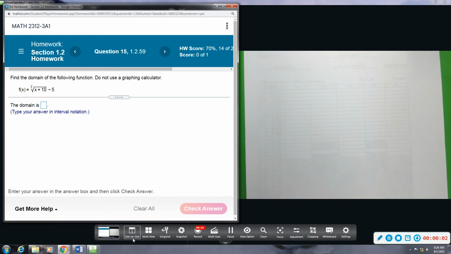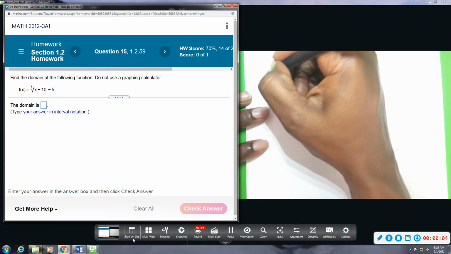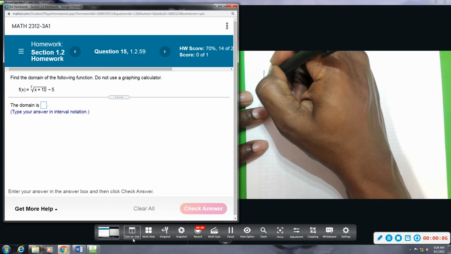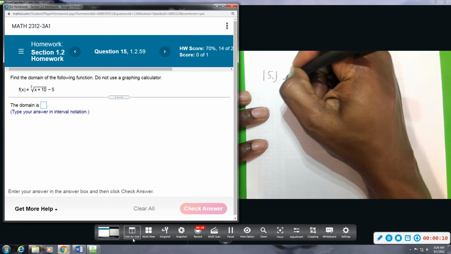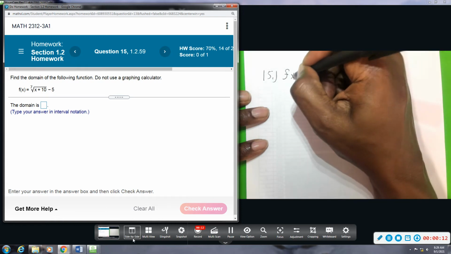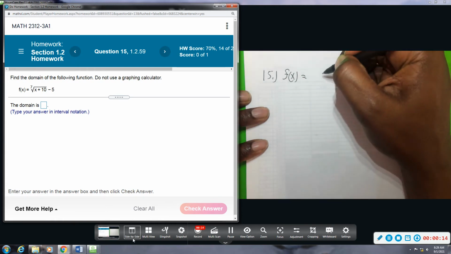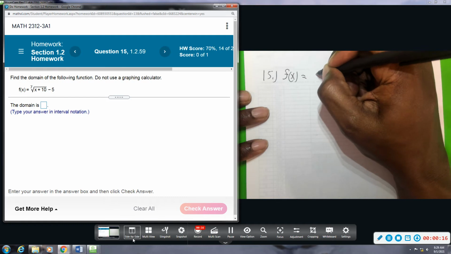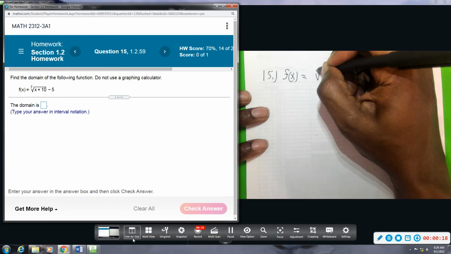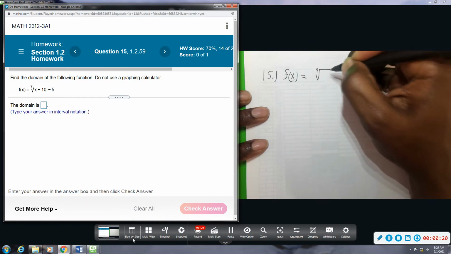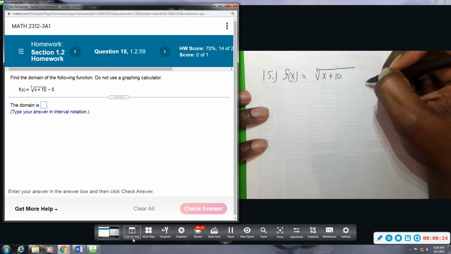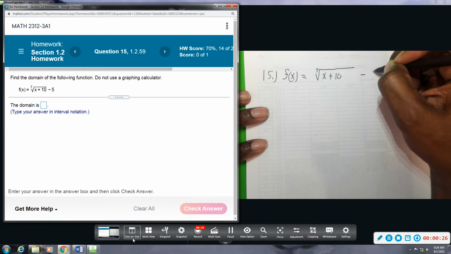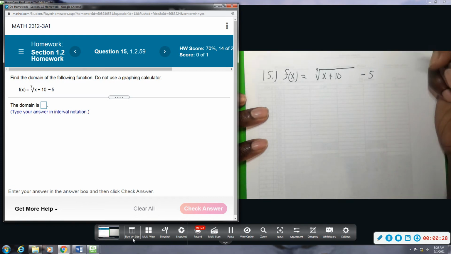Number 15, we want to find the domain. This time we have a root or radical function. So we have f of x equals the 7th root, so you'll see that 7 there, 7th root of x plus 10, and then minus 5 outside of the radical.